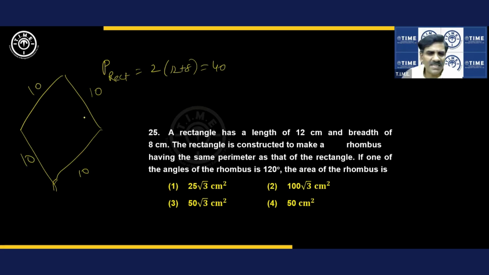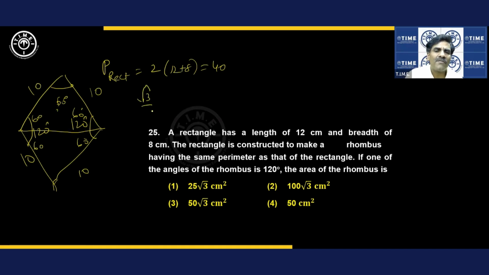One of the angles of the rhombus is given as 120 degrees. In a rhombus, the opposite angles are equal, so the others will be 60, 60 in the upper portion and bottom portion. The sum of the angles of a triangle is 180 degrees. Already we have 60, 60, 120 here, so this has to be 60. In other words, it's an equilateral triangle. For an equilateral triangle, area is given by √3 by 4 side square.